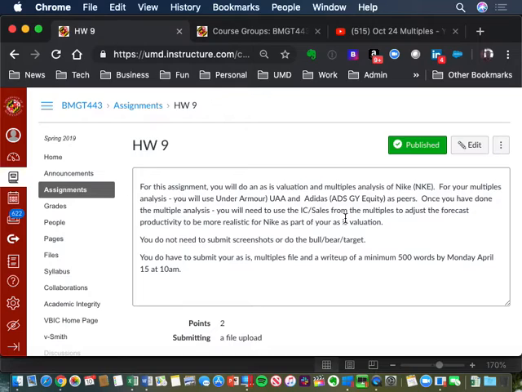But here's the twist. There are 2 parts to the twist. First, Under Armour does not have an operating ROIC when you go to Bloomberg. So when you redo this assignment, you're going to have to estimate what is a realistic operating ROIC going forward for a firm. So 2 things.